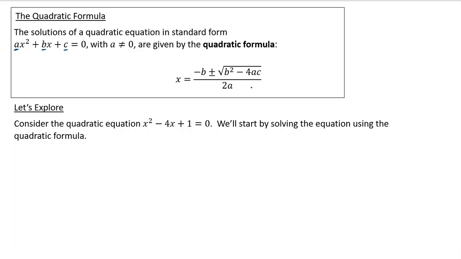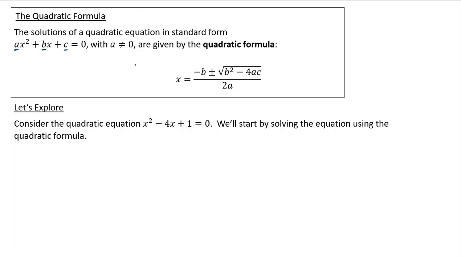Now here it's just being presented, and we're going to focus on using it. But if you want to see where it comes from, you can watch that video on Canvas. So what's nice and beneficial about this formula compared to, let's say, the factoring method is that we can always use the quadratic formula for any quadratic equation, whereas not everything can be factored. So let's go ahead and start with this equation below, x squared minus 4x plus 1 equals 0. And we'll start by solving this using the quadratic formula.